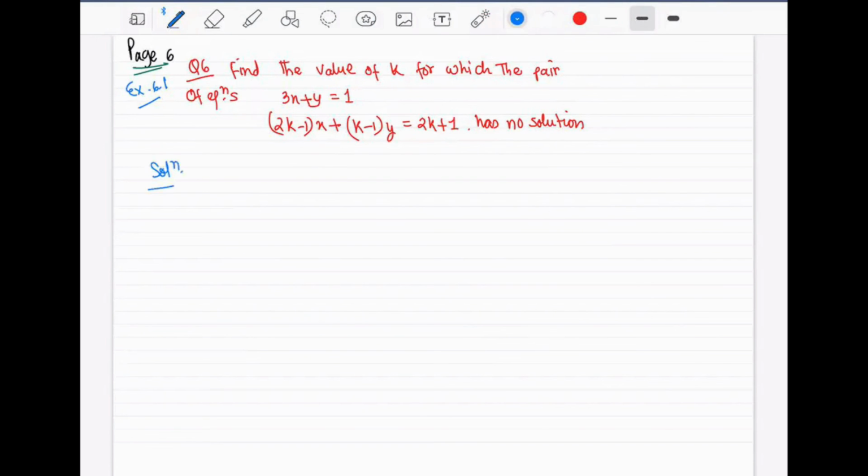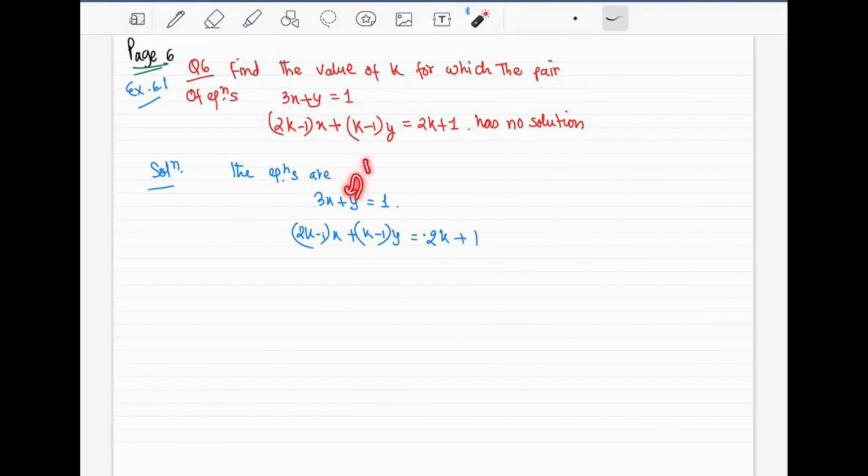Here, solution. The equations that are given are 3x plus y is equal to 1, and the other one, 2k minus 1 x plus k minus 1 y is equal to 2k plus 1. Here is A1, 3. What's in front of y? It's 1. That is B1. This one is C1, right? So A1 here, B1 here, C1 here. B1, you don't exactly see the value, but in front of y, we assume that there is a coefficient of 1.